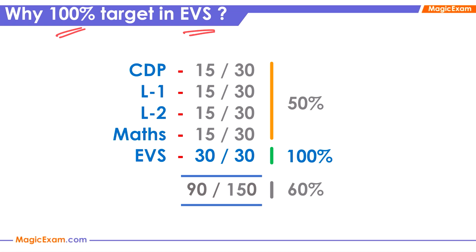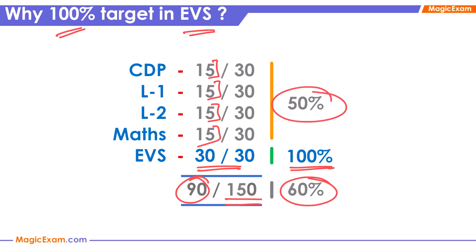Well, as you are aware, to clear CTET Paper 1, you need to get 90 out of 150 marks. That is, you need to score 60%. And by scoring 30 out of 30, that is 100% in EVS, you just have to score 15 out of 30 in all the remaining subjects. That is, you just have to score 50% in all the remaining subjects to comfortably clear CTET Paper 1. And by maximizing your marks in EVS, you are also maximizing your overall scores. So even from doing well in the CTET perspective, doing well in EVS is very, very important.